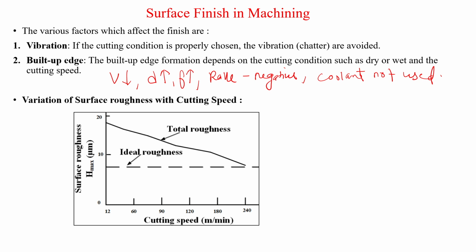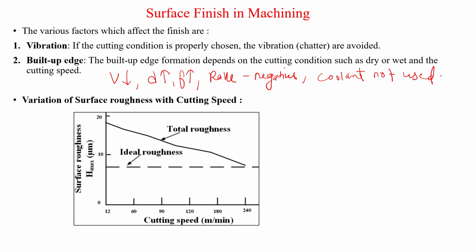So I was talking about the various factors which lead to surface roughness. One is the vibration, and one is the build-up edge formation. So I was talking about how build-up edge formation can be reduced. This I have talked about in my first lecture. So what are the various factors to reduce build-up edge and all. So now mainly we are talking about the variation of surface roughness with cutting speed.